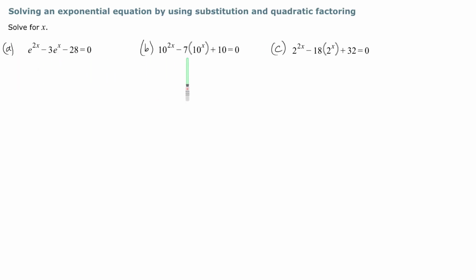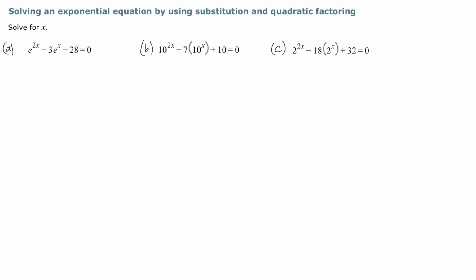Let's solve these equations. These types of problems are really used to get you ready for the computations that are done in calculus. We're actually going to perform a calculus technique here called U substitution. So for part A, there's an equation there, and it has an interesting pattern. E to the 2x minus 3 times e to the x minus 28 is equal to 0.